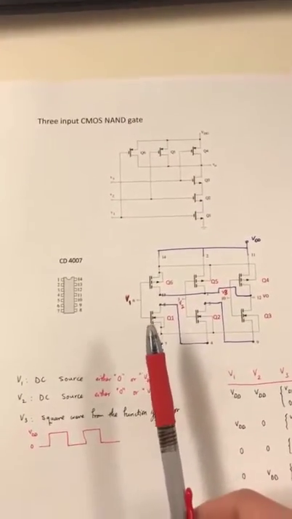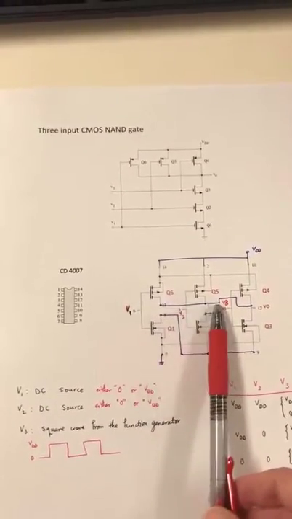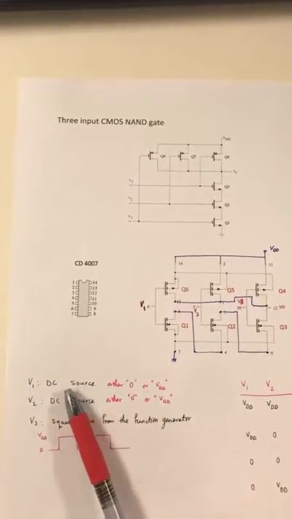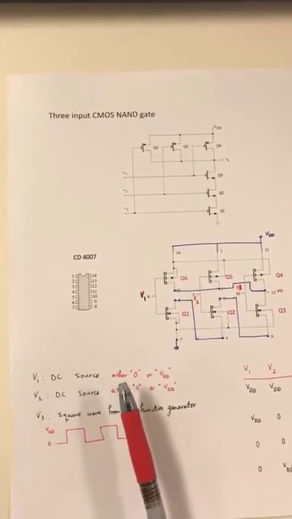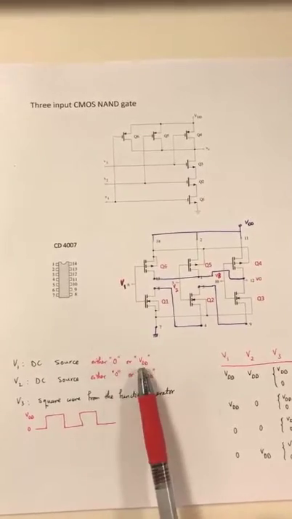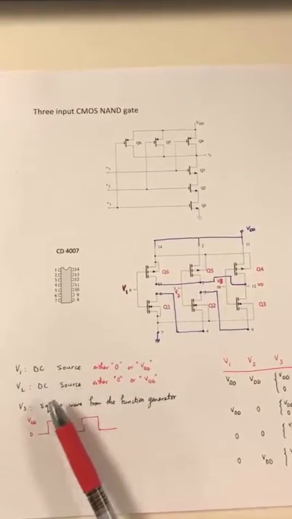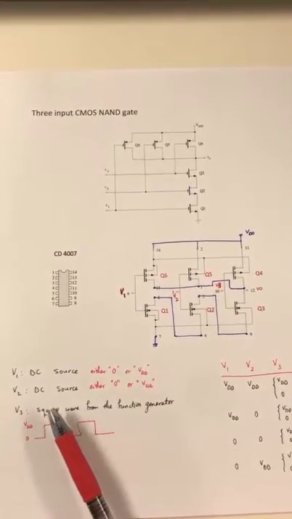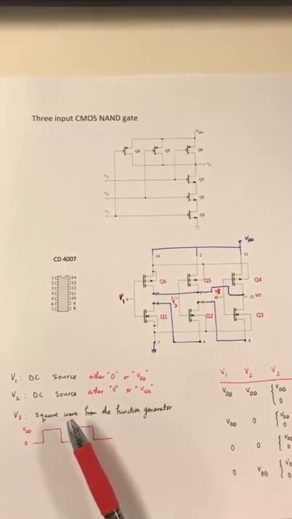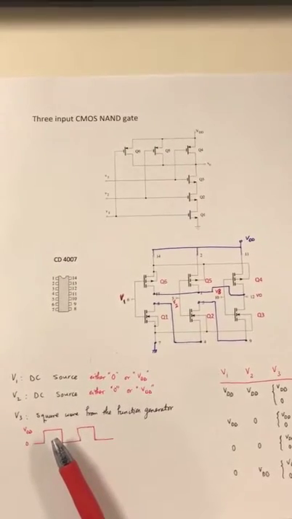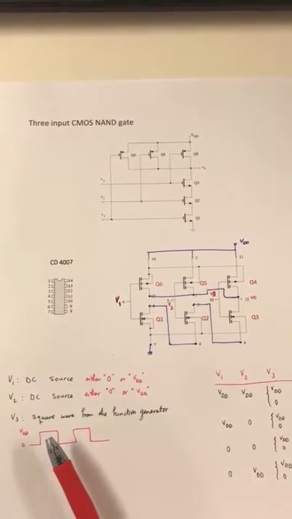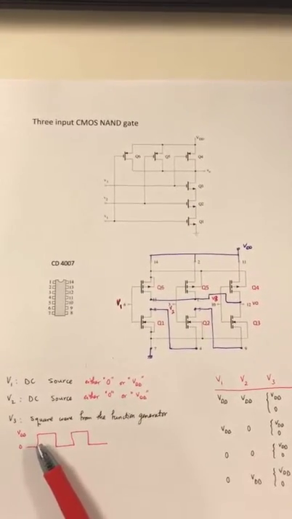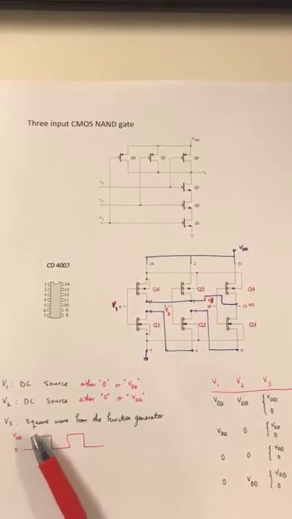The 3 sources V1, V2 and V3: 2 of them are going to come from the DC power supply. I'm going to set their value to either 0 or VDD, and the same goes for V2. V3 is going to come from a function generator, and I'm going to set it to generate a square wave with peak-to-peak amplitude of VDD, or 5 volts for this circuit, and set the offset to 2.5 volts to generate a square wave between 0 and 5 volts.